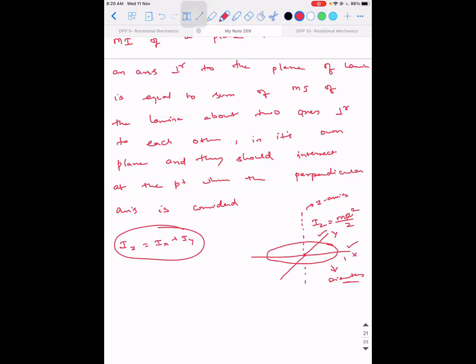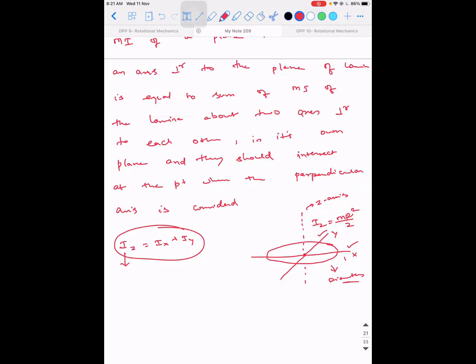the perpendicular axis theorem. See, and now I'm going to stress the common mistake that happens. So many of them think that the sum of the moments of inertia about any two perpendicular axes is equal to the moment of inertia of the third. No. So the left hand side, what should be there? The left hand side should be the moment of inertia about that axis which is perpendicular to the other two axes.